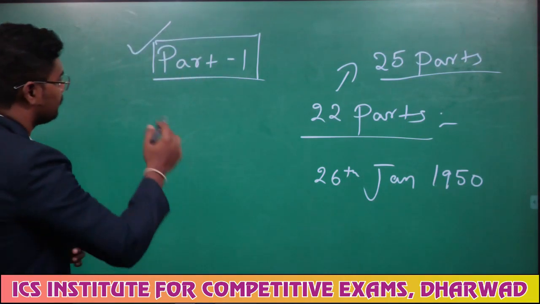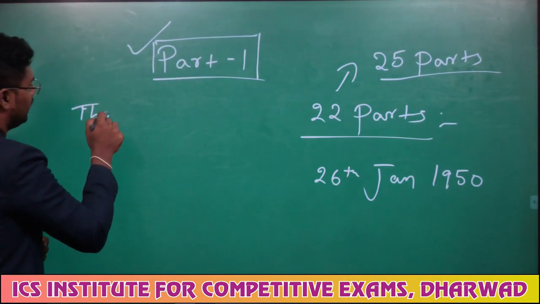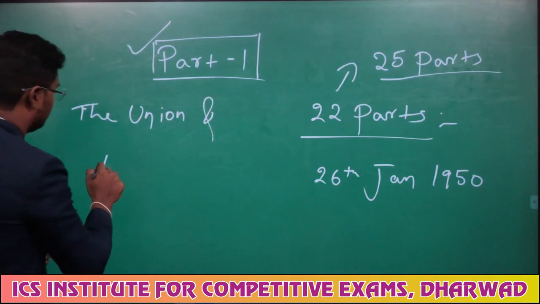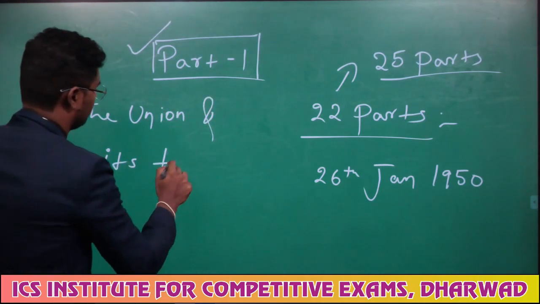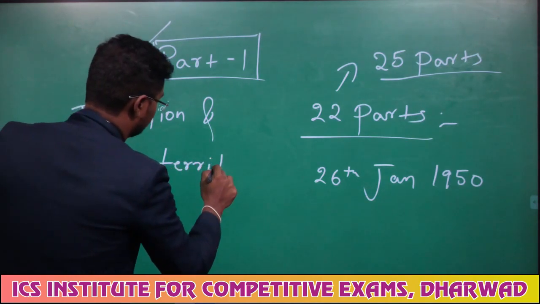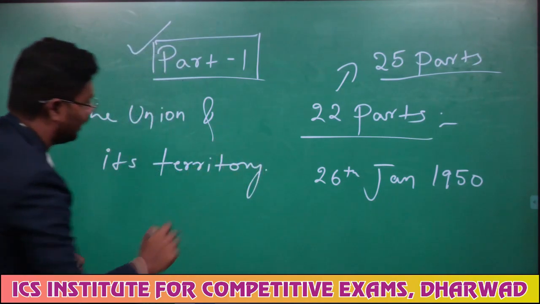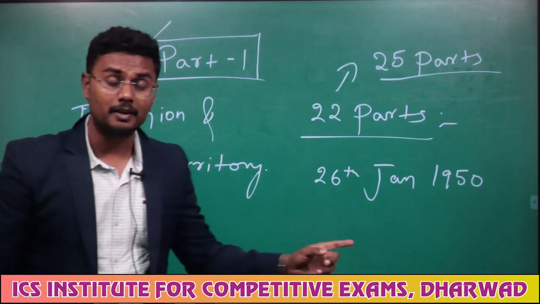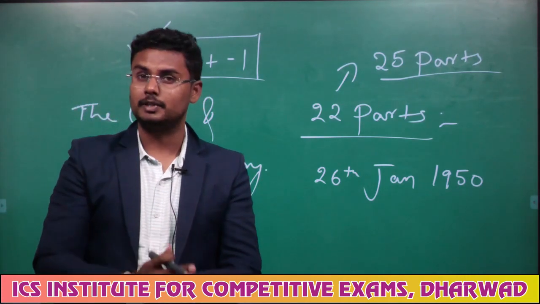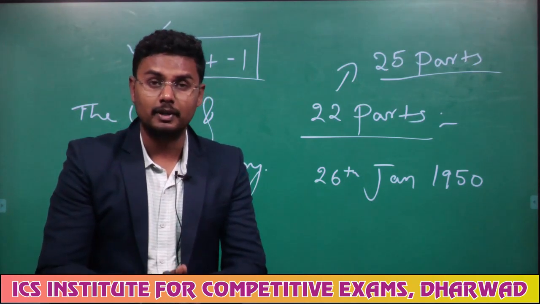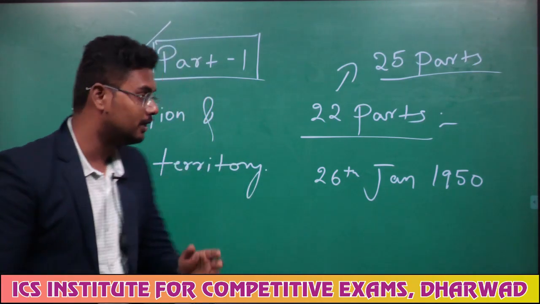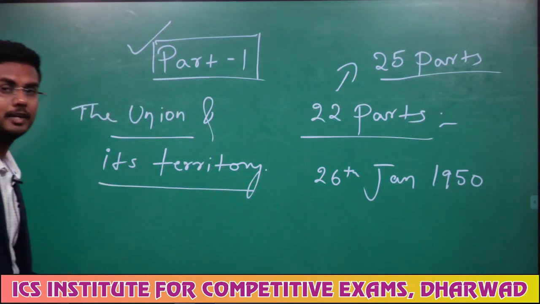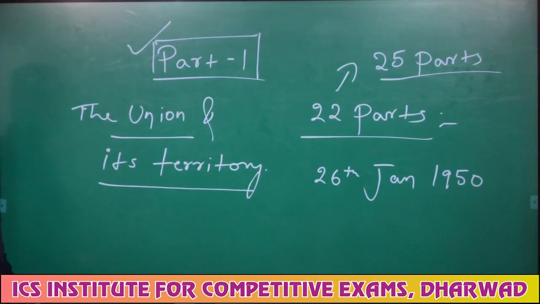Why? I'll tell you. See, basically, it talks about the union and its territory. I said significant because of this thing. It is this part that defines and gives the authority to the Parliament of India as well as the central government to rule over the states as well as other territories. So what is the difference?